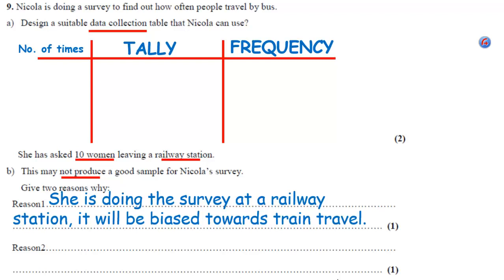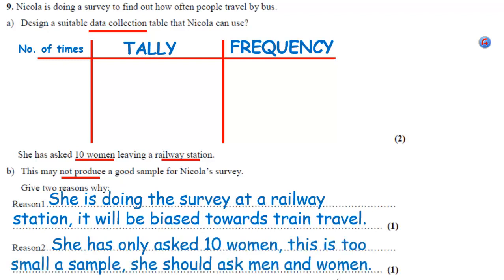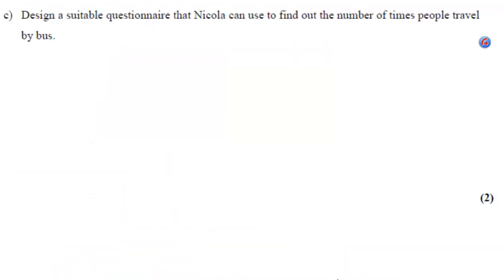Think about the logic of what you can actually put in a response, and do write a sensible response. Another common point is the sample size. She only asked 10 women. You need to ask a range of people, men and women, and you need to ask as many people as possible. So she has only asked 10 women. This is too small a sample size, and she should ask men and women. Try to put a thorough, sensible answer. Make sure you can do this and give sensible reasons if you're asked it in an exam.